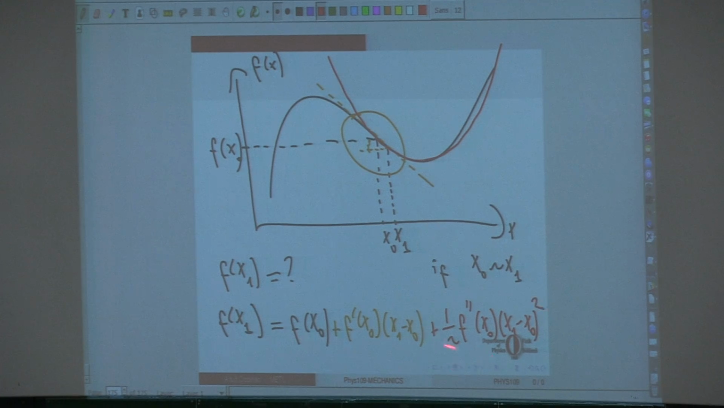Now, this function, which is a parabola, has the same value as f at the point x0. It has the same derivative. It has the same second derivative. So they look quite similar. And the value is actually much more similar. Then, of course, you can go and add higher order terms here. Like you can add the cube term, the fourth power, the fifth power.